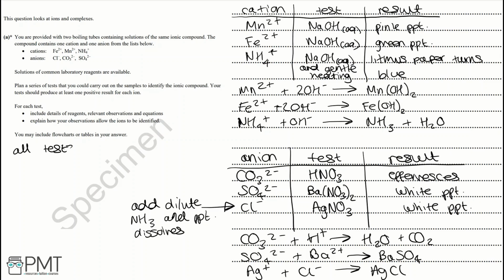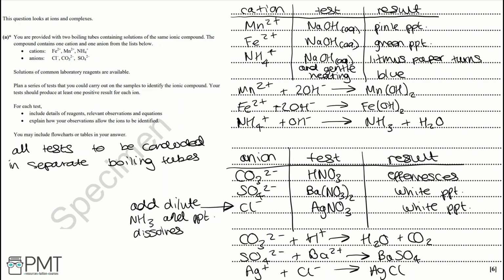Also, we need to specify that we're going to conduct all of these tests in separate boiling tubes. That means that there's going to be no contamination between any of the anions or cations or the test reagents. They're not going to react with each other, and that means that our results are genuine.